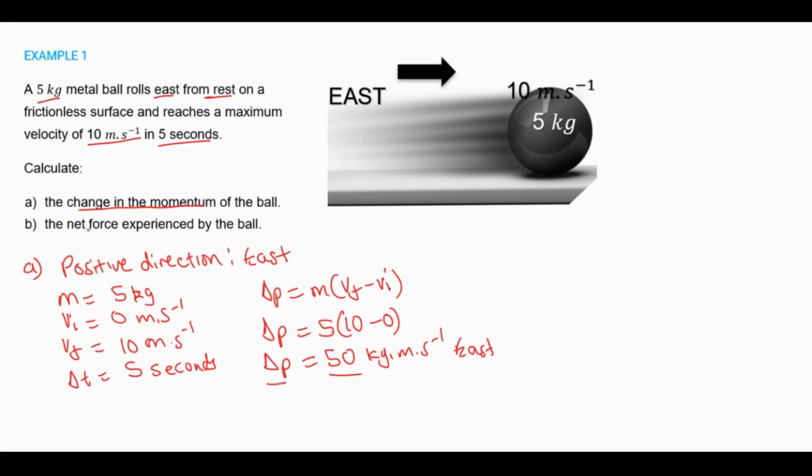Let's see. B, the net force experienced by the ball. So the net force experienced by the ball, net force is equal to change in momentum over change in time. So we have our change in momentum. The net force here is going to be 50 divided by change in time, which is 5 seconds. Right, 50 divided by 5, and then we get our 10 newtons east. Done. Right, let's do example 2.